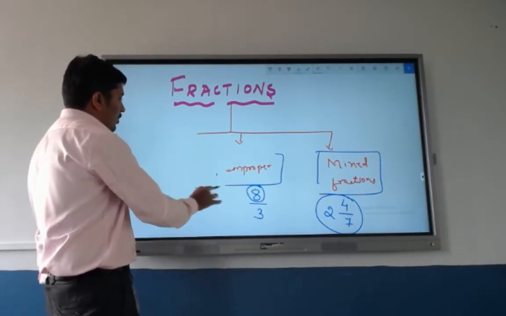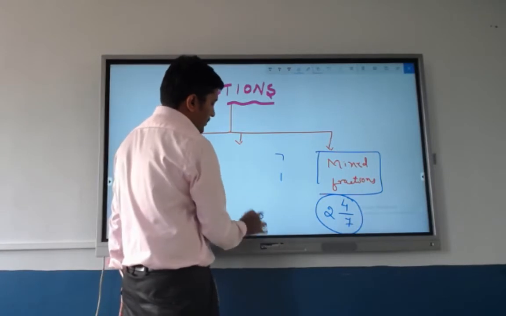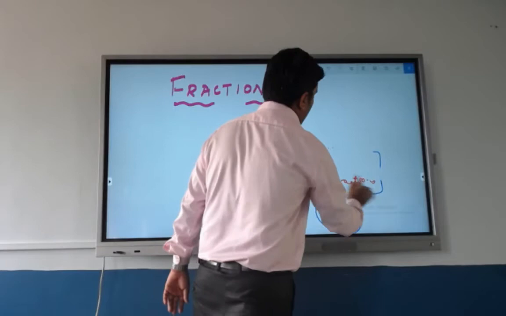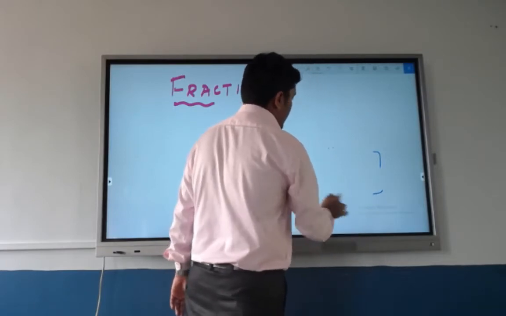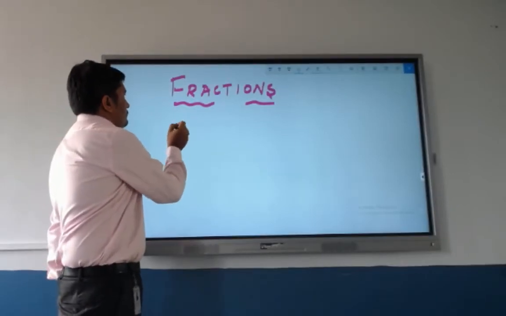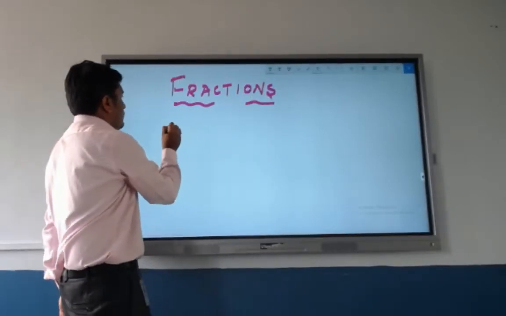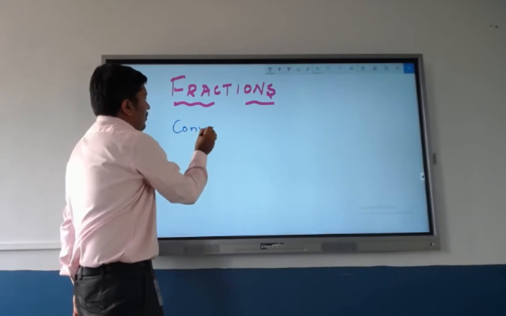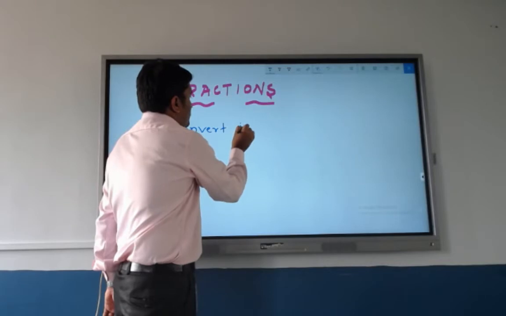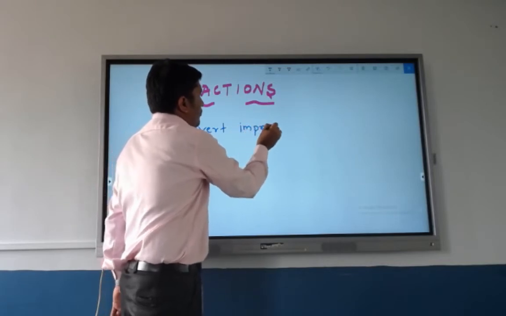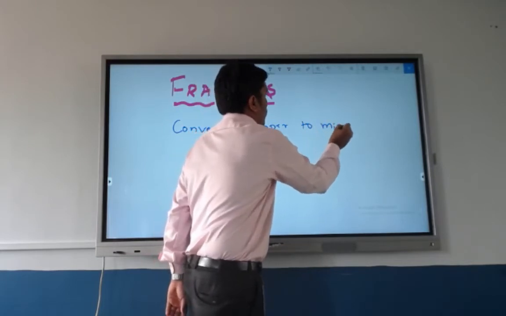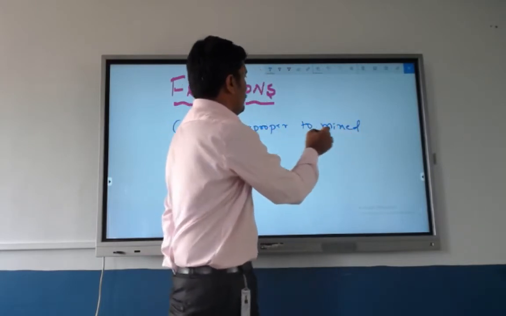Now we will see how to convert a mixed fraction to an improper fraction and an improper fraction to a mixed fraction. See here how to convert. Improper to mixed fraction. How to convert? See here.